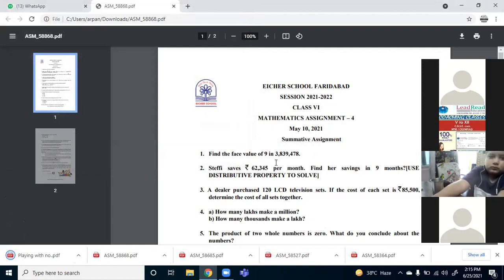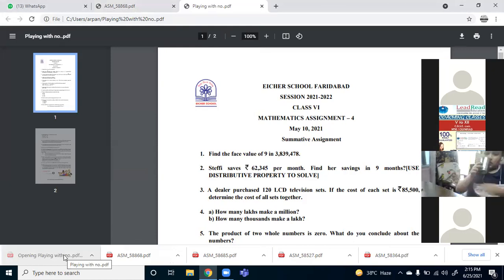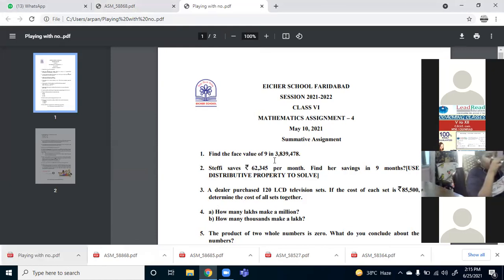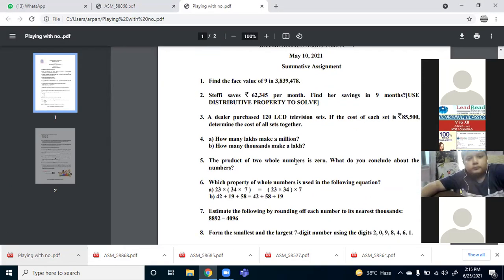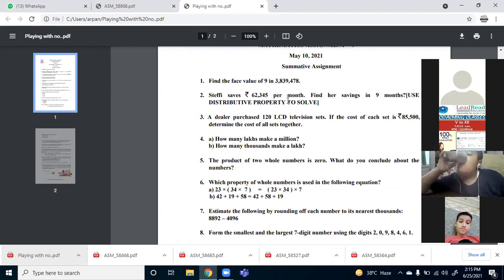Okay, so let's start with the first one. Find the face value of 9. So what is the face value of 9? Can anybody tell me? Ma'am, Samarth. Just wait, I asked this to Tanmay. 9. Very good. So let's move to question number 2. Steffi saves 62,345 per month. Find her savings in 9 months. So how can you do this question?